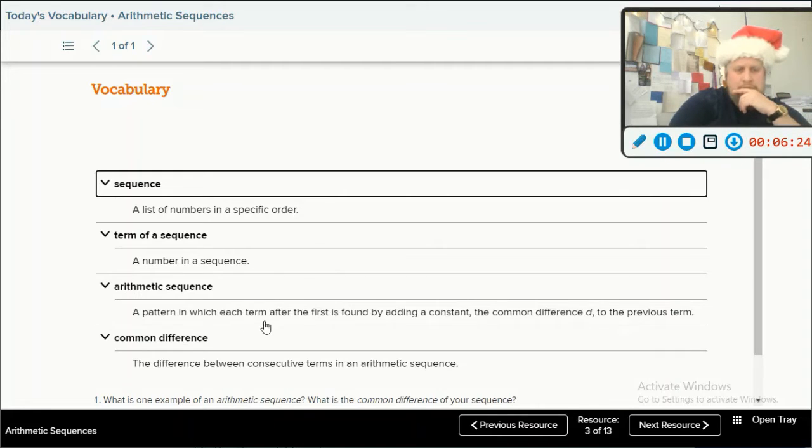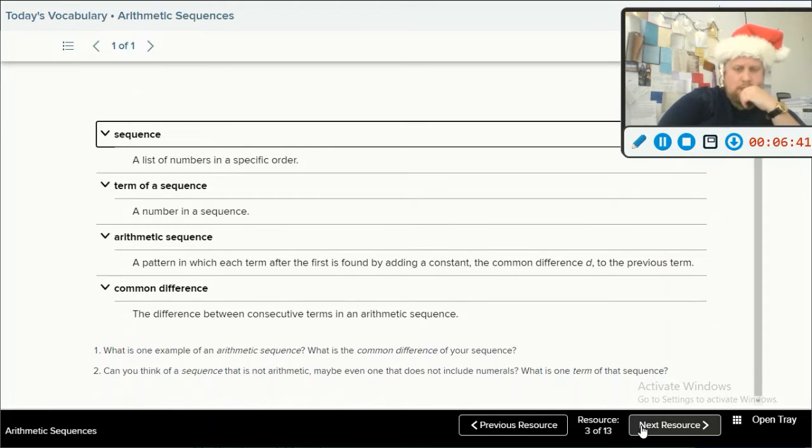The common difference is the difference between two consecutive terms in an arithmetic sequence. All right? So although we're adding, when we find the difference, we're subtracting two terms, and it could be a positive or a negative that you get. All right, pause it, write those down, let's roll.